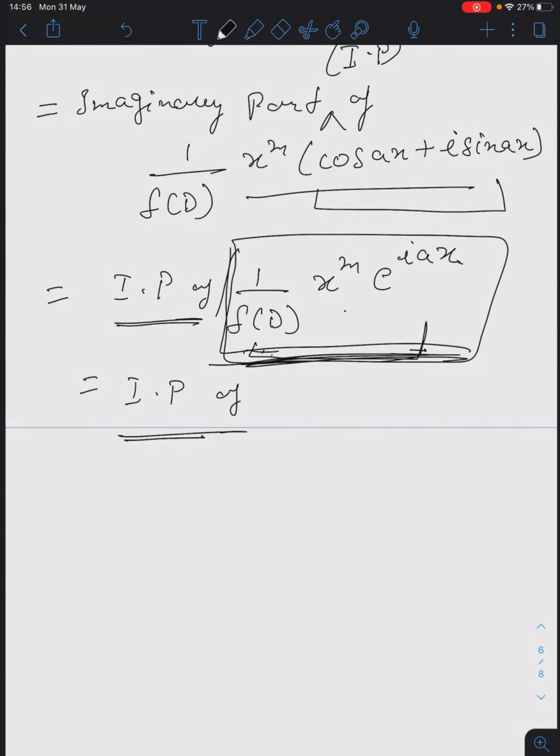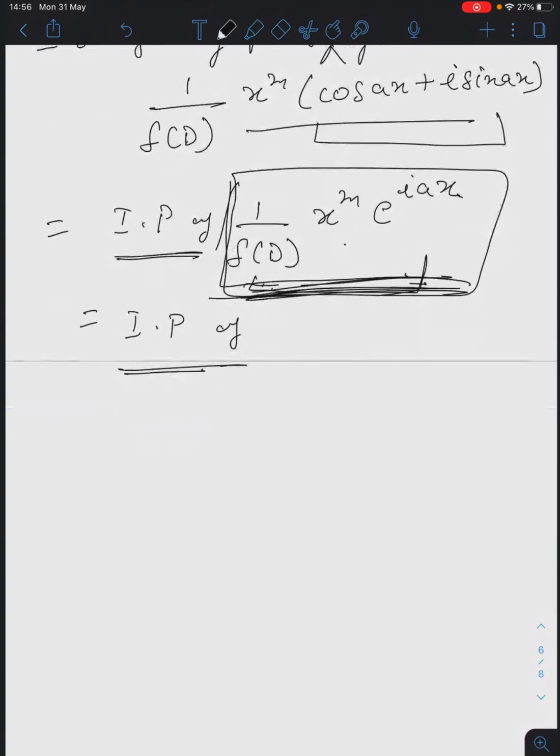Okay. So now tell me, this is nothing but just an old thing, isn't it? e to the power iax multiplied with some function x to the power m. Is it or not? Yes, ma'am. So to solve this, what will you do? You will write e to the power iax to the left of the operator, and in the operator, D is replaced with D plus ia. And this you will apply on x to the power m. And you know how to apply the operator on x to the power m by the previous old method. Understood?